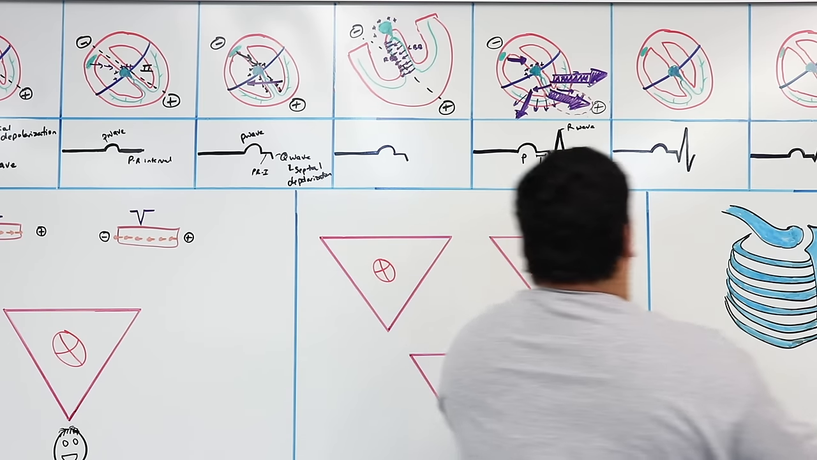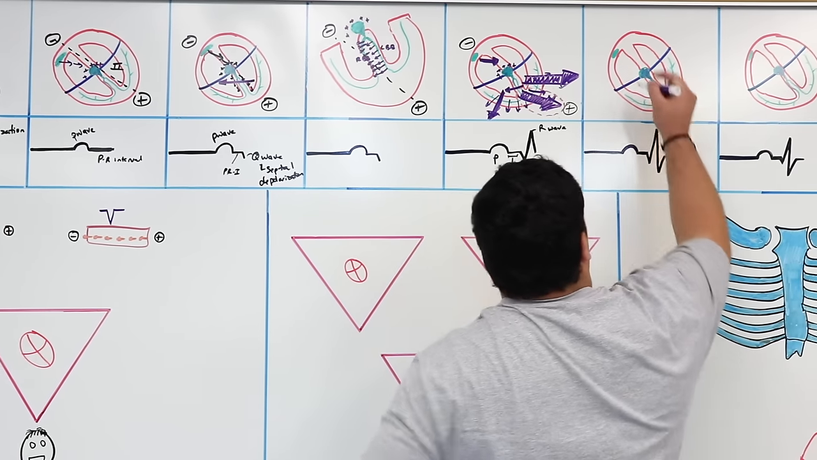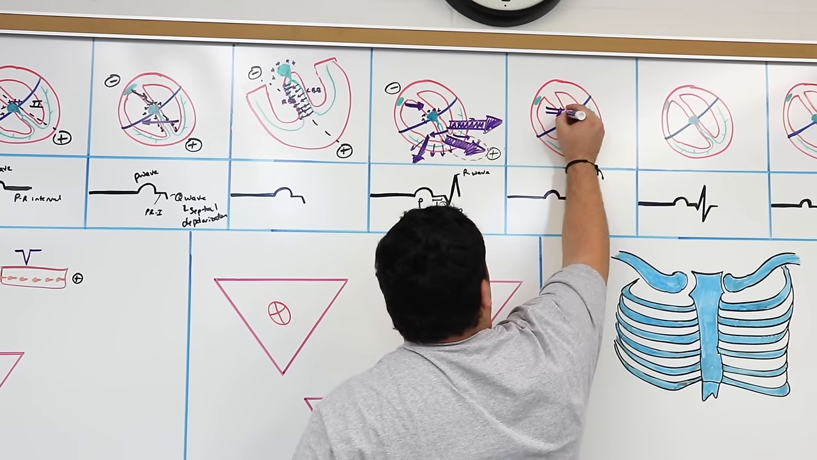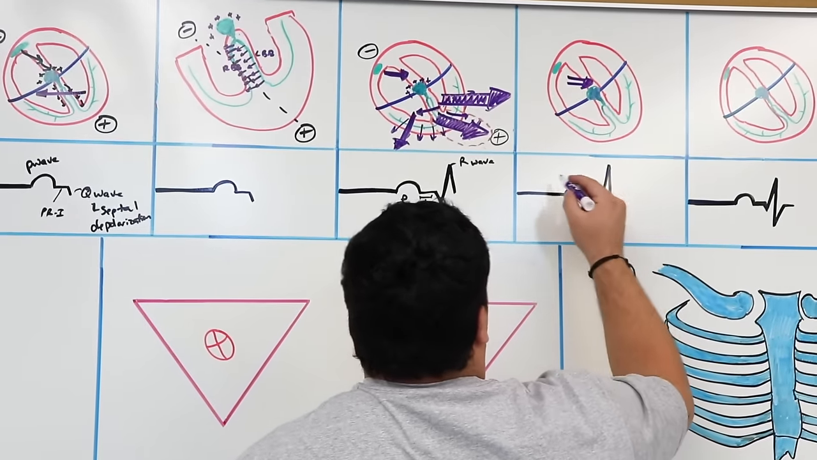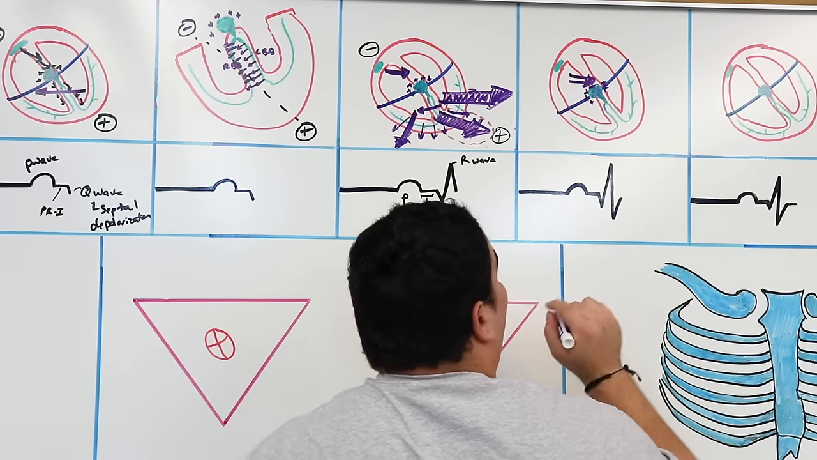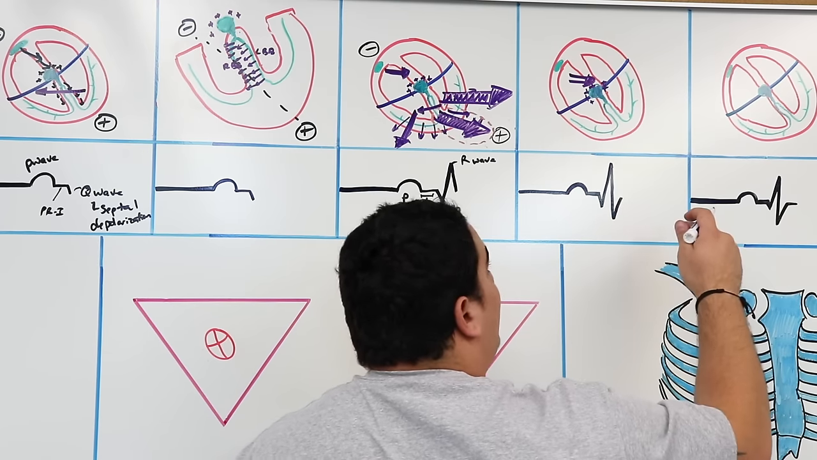So again, keep going off of your vectors just to be consistent. Where's the direction? SA node to AV node. That's your P wave, right? That's the first vector. Then the AV node is becoming positive. Why? It's conducting action potentials very slowly, but with no net direction.